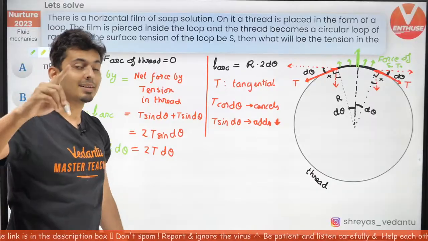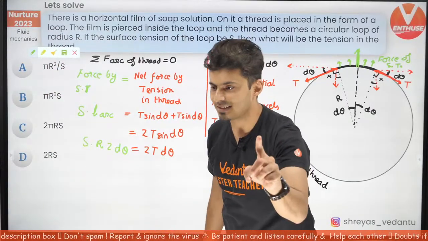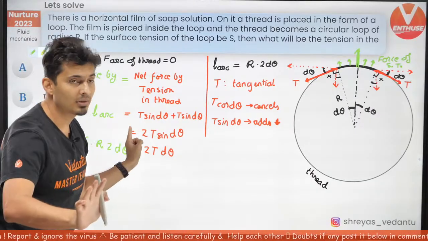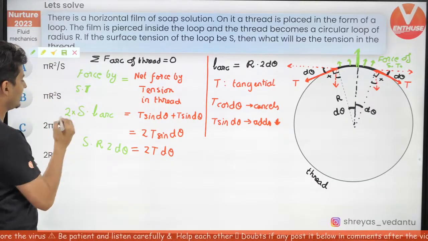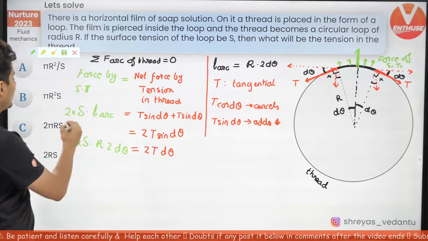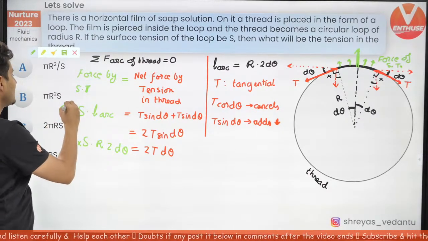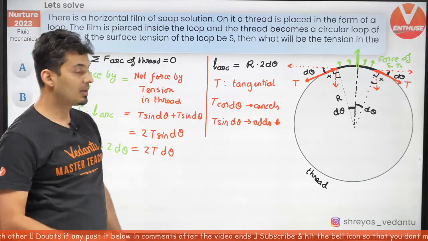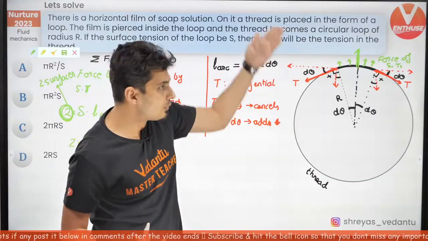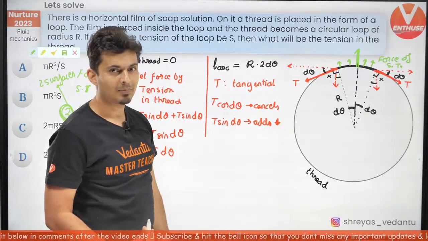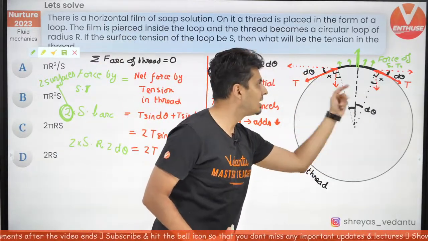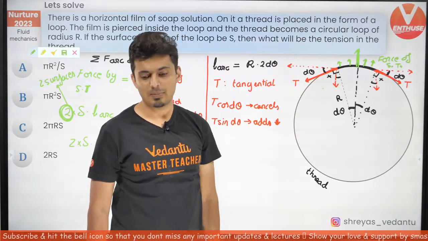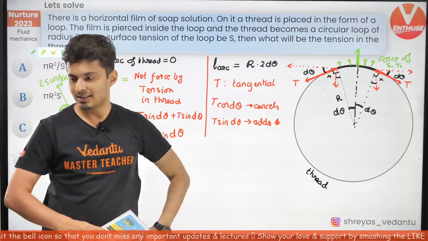But there is one more catch over here, in case you have missed it. The catch is that S into L is not the only force. It will be 2 times that. Why has this 2 come? Because there are 2 surfaces. Which surfaces? One in front of you, one behind. Visualize it. It's a film. So the top surface will apply one force, and the one behind will also apply a force. See if this is clear.